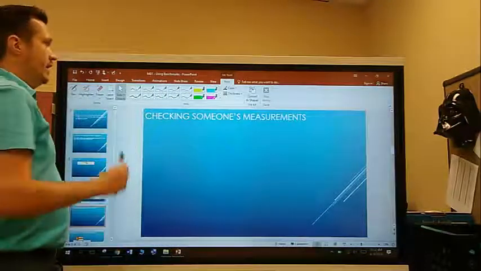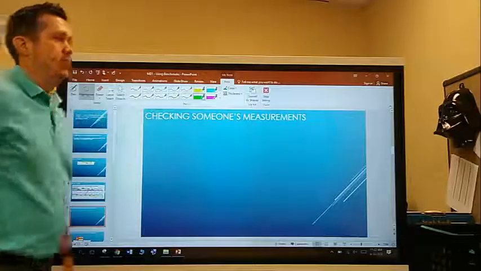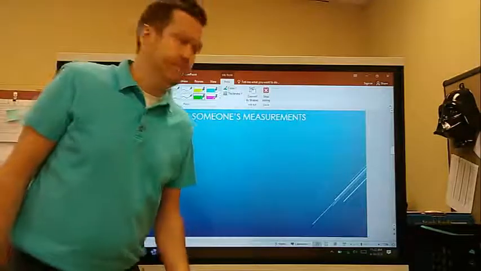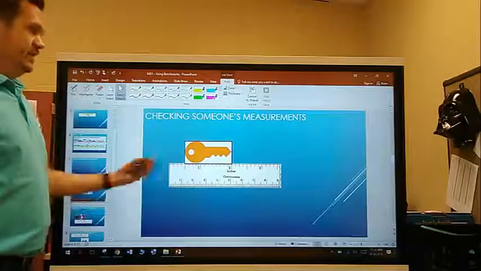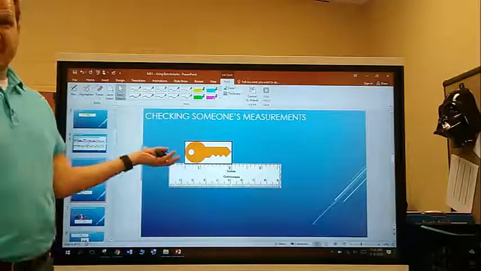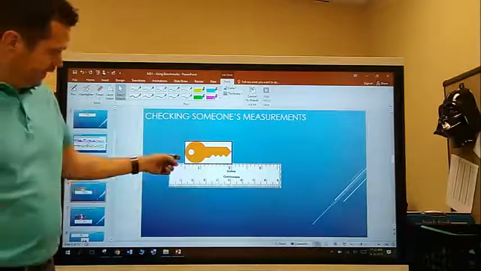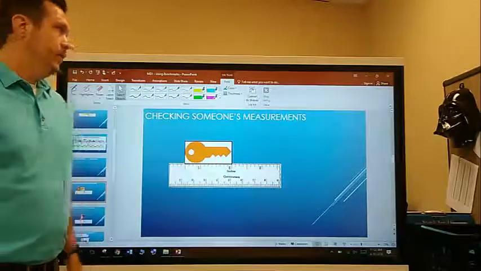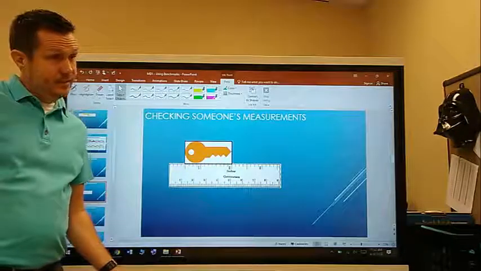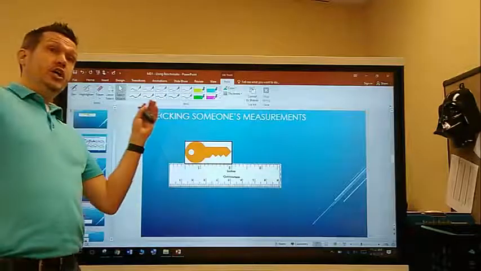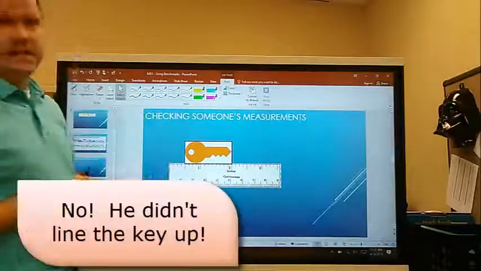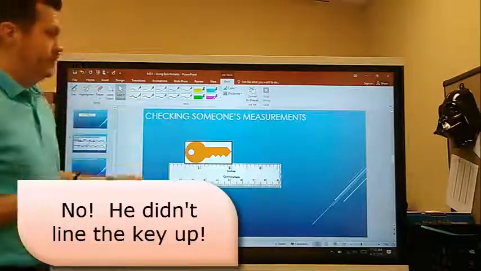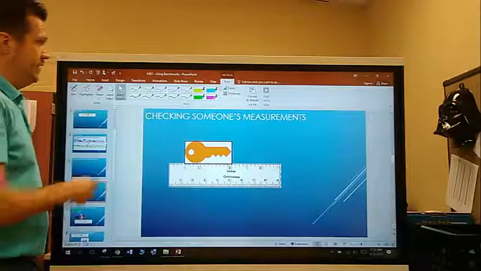Let's move on. Now let's talk about checking someone's measurements to see if they're right. The first one, let's look here. Here I had a friend who measured this key, all right? He put it right here and he measured the key. Well, is he correct? The answer is no, he is not correct. My friend is not correct when he measured this key.